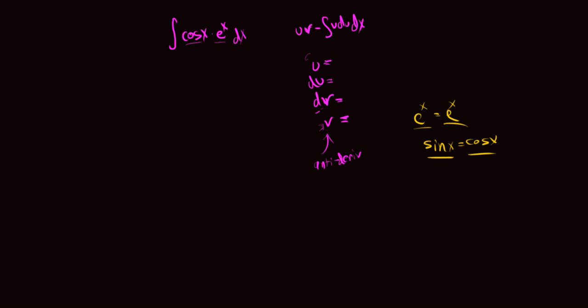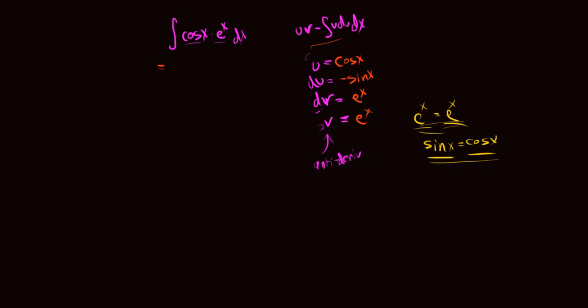So you want to make everything inside the antiderivative value equal to this, and the u value equal to this. So let's do that. Let's set u equal to, like we said, cosine, so du, the derivative of cosine, is negative sine. Now dv is e to the x, and the antiderivative is also e to the x. Cool. Now what? Well, we just do this formula.